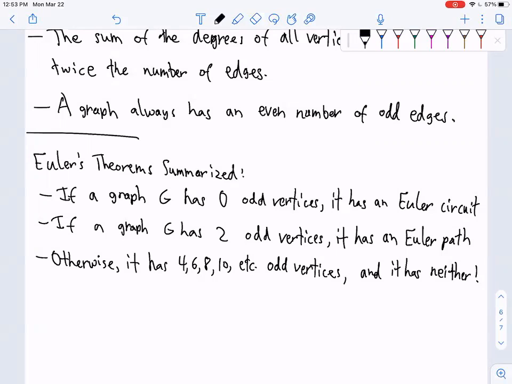Okay, so it's a pretty easy thing. If I give you a graph and ask you, does this have an Euler circuit, does this have an Euler path, or neither, you just count up the degrees, you look at how many of those degrees are odd, and that's the number of odd vertices. If there are no odd vertices, Euler circuit; two odd vertices, Euler path; otherwise it's more than two, and it's going to have neither. Are there any questions about this?